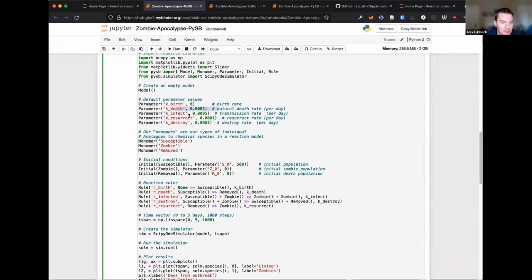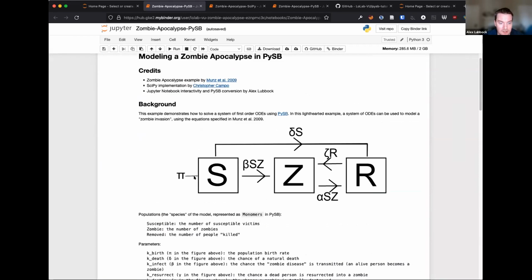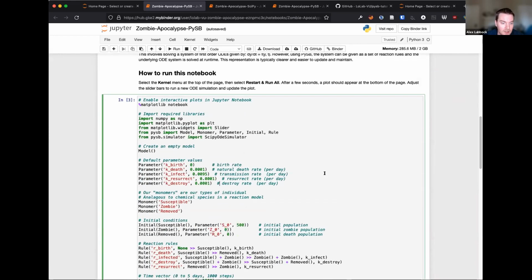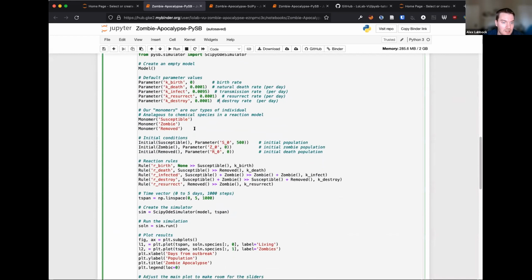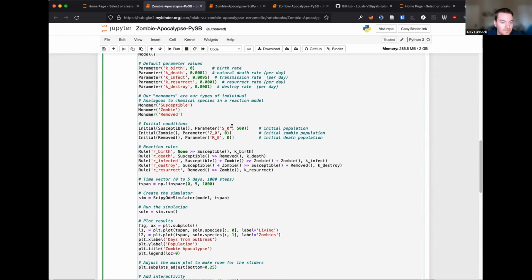So we have this death rate, this infection rate, resurrection rate, and destruction rate. So those are the 5 parameters corresponding to these 1, 2, 3, 4, 5. So once you've got those parameters in, we implement the 3 classes. Because PySB is designed for molecular modeling, they're called monomers, but you can think about these as sort of the class of 3 different classes in the model.